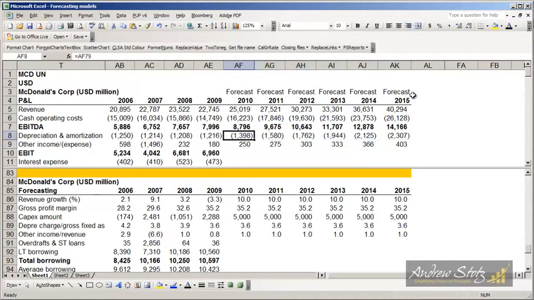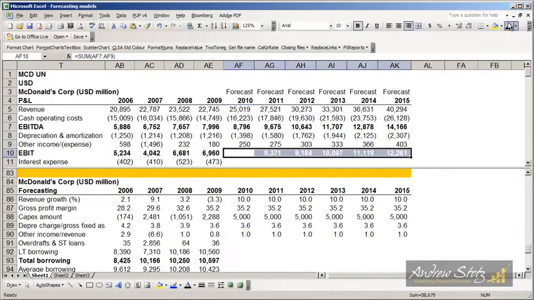So I'll put that in here. All that I'm going to do in that case is take the revenue times the 1% divided by 100, or the 1 divided by 100, and that's going to get me to earnings before interest and taxes, or EBIT.